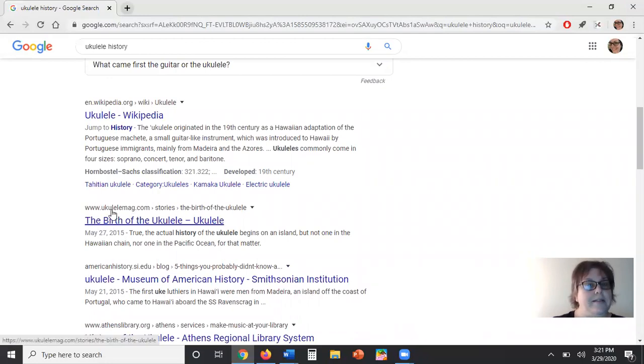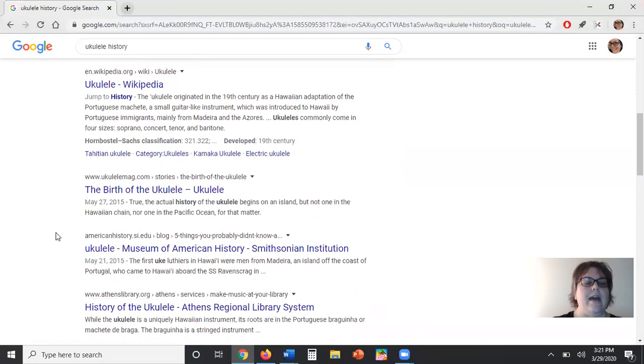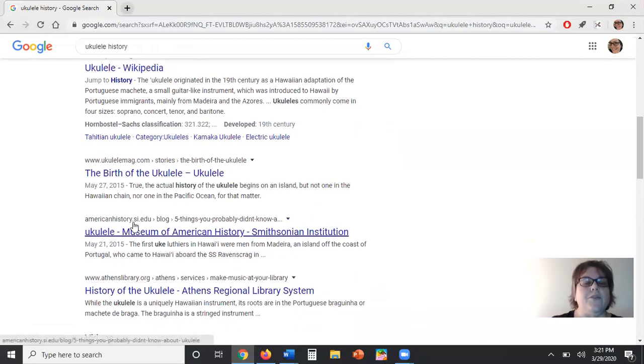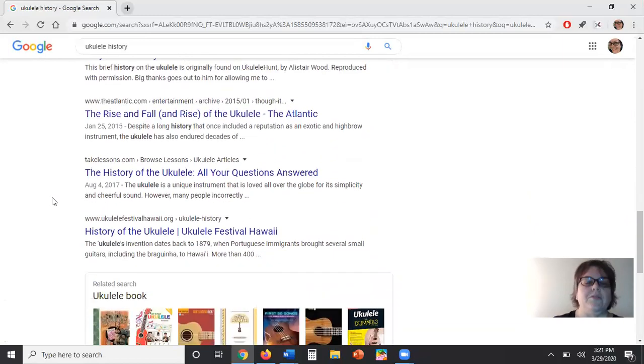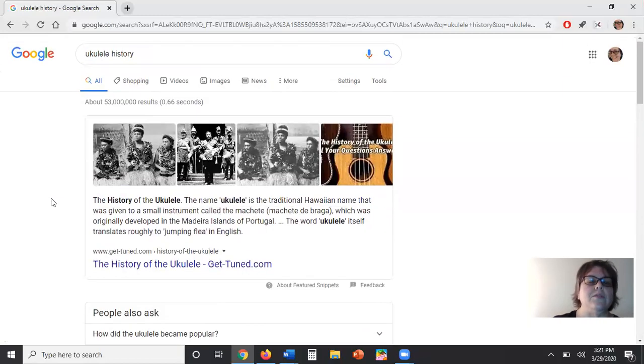I didn't know there was a magazine devoted just to the ukulele, but there's that. American History, si.edu. I don't know where that is. Athenslibrary.org. It's a .org. There's a whole bunch of stuff here, right? So there's still 53 million hits.